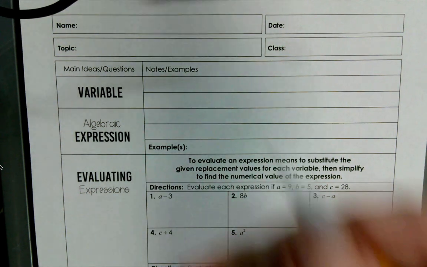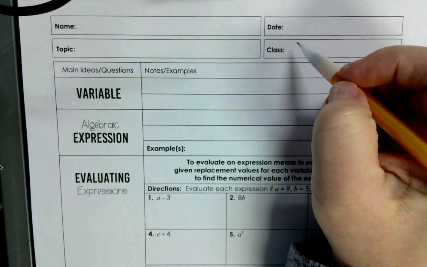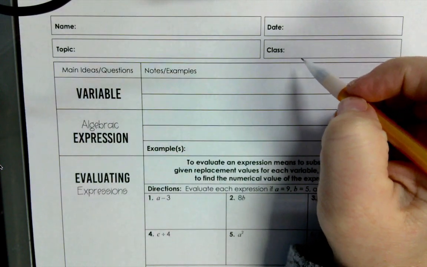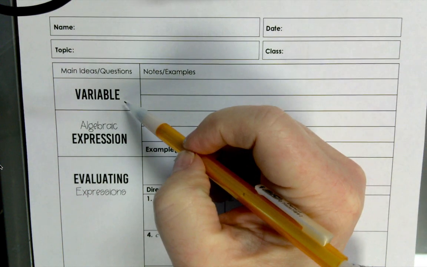We are in topic 3. You have your name. Today is Monday, January 24th. Okay, and then this is whatever class you're in. So we're going to start with the vocabulary word variable.